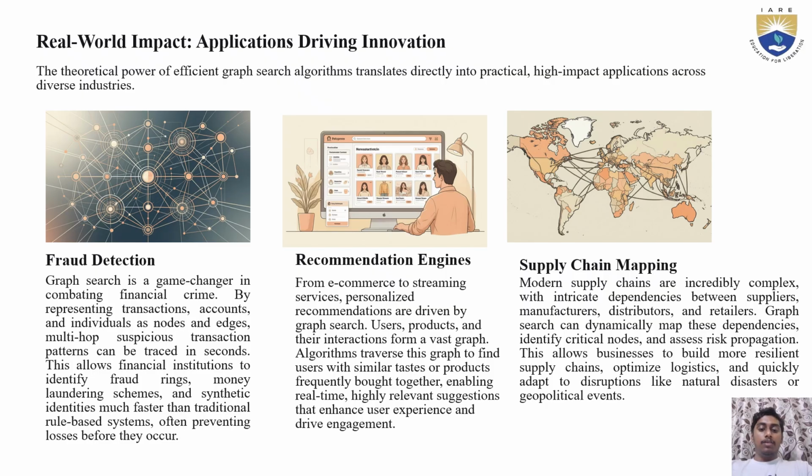Recommendation engines. From e-commerce to streaming services, personalized recommendations are driven by graph search: users, products, and their interactions form a vast graph. Algorithms traverse this graph to find users with similar tastes or products. Supply chain mapping. Modern supply chains are incredibly complex with intricate dependencies between suppliers, manufacturers, distributors, and retailers. Graph search can dynamically map these dependencies, identify critical nodes, and assess risk propagation.